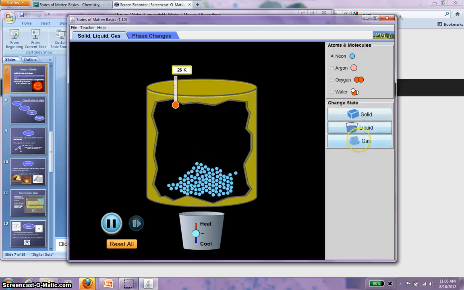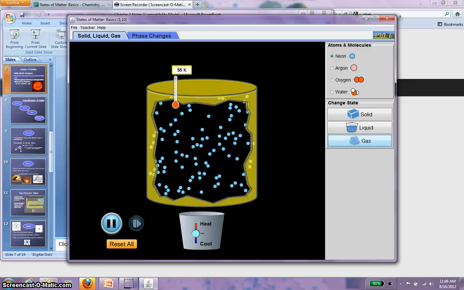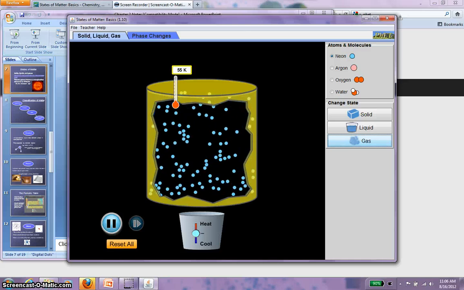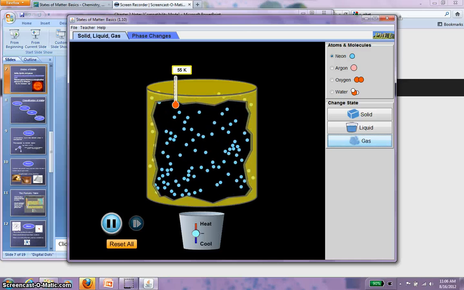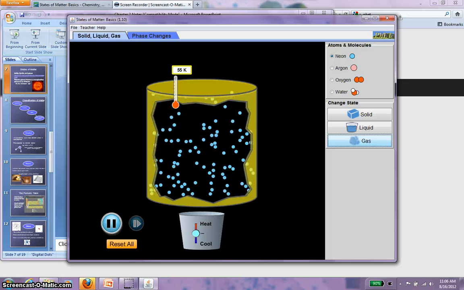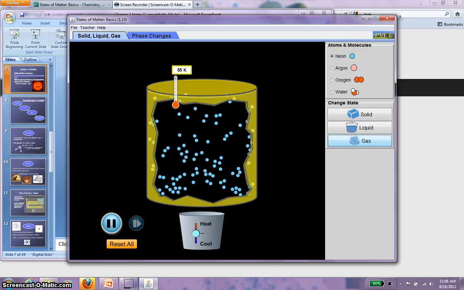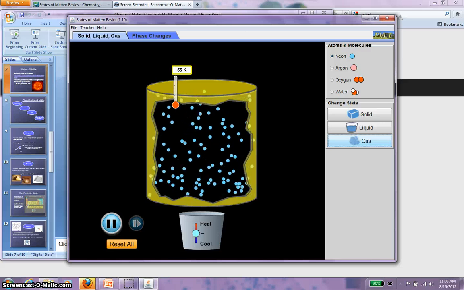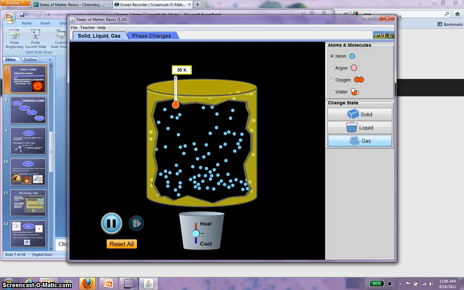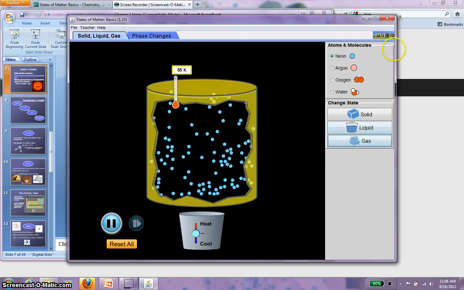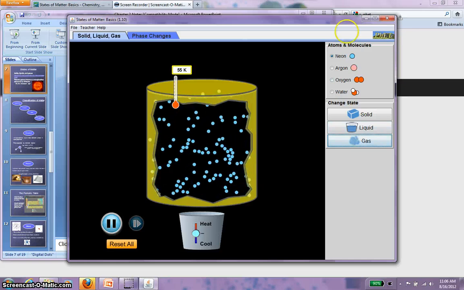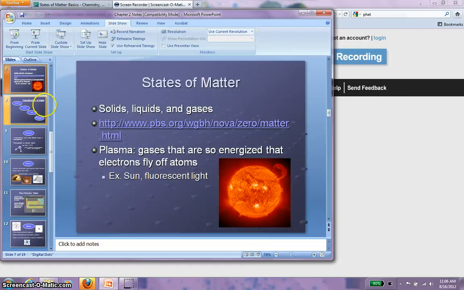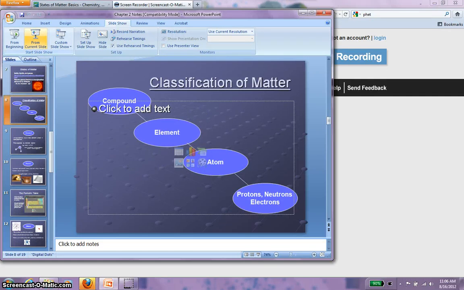Then if we excite it even more and heat it up even more, you can see that we have gas particles, and the atoms are bouncing all over the container. They are interacting with each other, but they are not attached to one another. So matter can be either in the solid, liquid, or gas form. And let's most likely review.